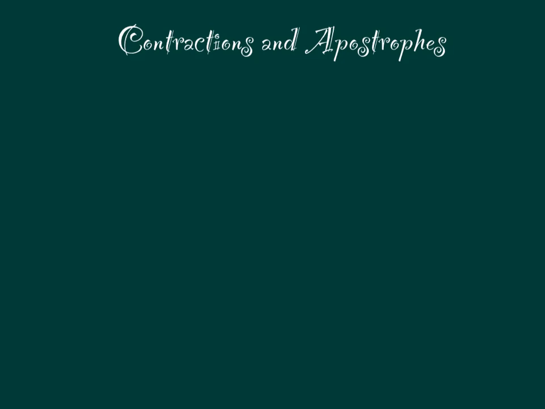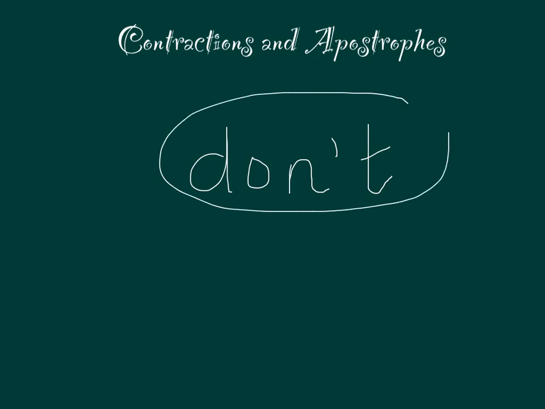The apostrophe is that little piece of punctuation that sort of looks like a comma, but it's higher up in the air. So if we have the word don't, that little symbol that I just drew is the apostrophe. This word don't is a contraction. We've taken two words and pushed them together.